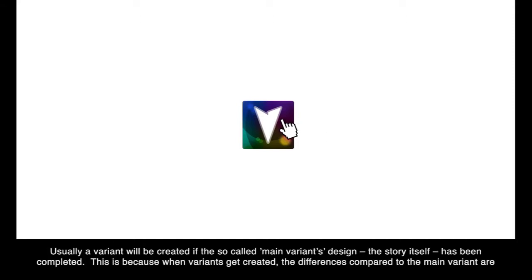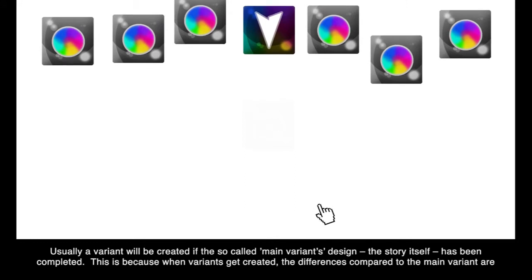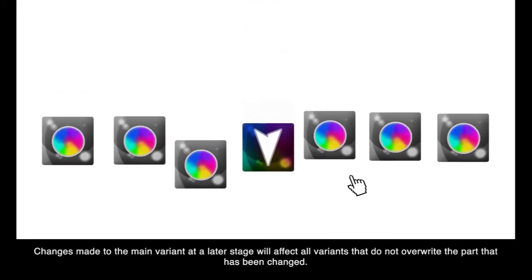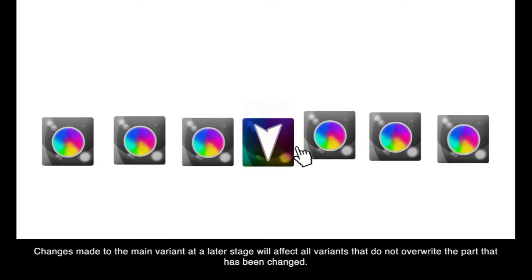Usually a variant will be created if the so-called main variant's design, the story itself, has been completed. This is because when variants get created, the differences compared to the main variant are captured. Changes made to the main variant at a later stage will affect all variants that do not overwrite the part that has been changed.